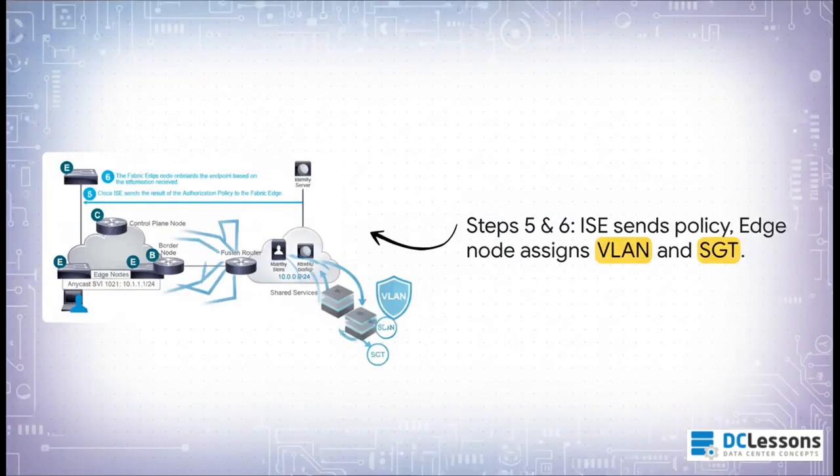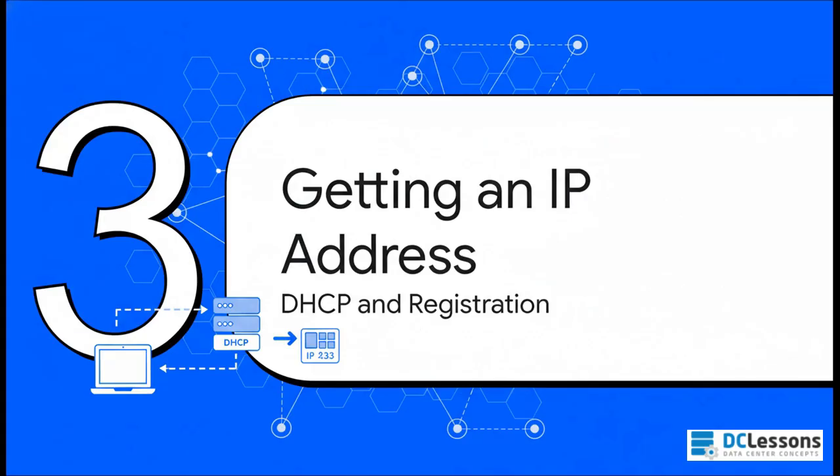So, assuming we got the green light, we move from authentication to authorization. ISE doesn't just say yes, it sends back a whole set of instructions. And this is the crucial part. The Fabric Edge node takes those instructions and, on the fly, configures the port. It assigns the right VLAN, and most importantly, it stamps the device with a security group tag, an SGT. Think of the SGT as a digital passport. It defines what that device is allowed to do and talk to, and that tag follows it everywhere it goes in the fabric.